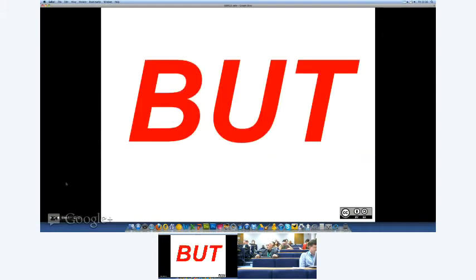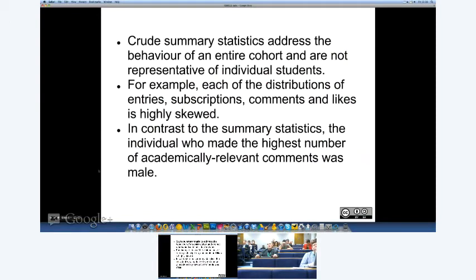Now, before I get to talking about Google+, which is what I'm going to go on to talk about, let me tell you what the problem with this approach is. The problem is that these statistics are crude in that they are looking at an entire population of students, an entire cohort of students. And remember, I said that one of my problems is dealing with hundreds of students and an increasing number of students each year.